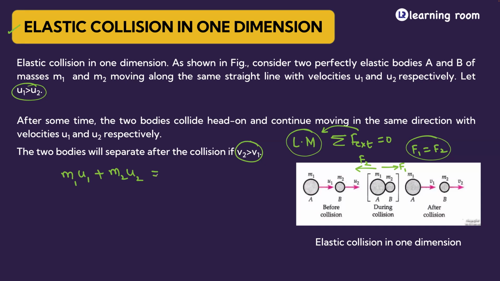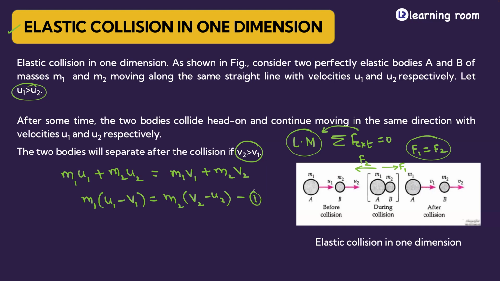What is going to be the final linear momentum? It will be m1 v1 plus m2 v2. Right? So can I write this as m1 into (u1 minus v1) is equal to m2 into (v2 minus u2) by rearranging the equation? And I'll call this the first equation. Make sense? I just rearranged it. I took m1 to one side, m2 to the other side, and we wrote this.